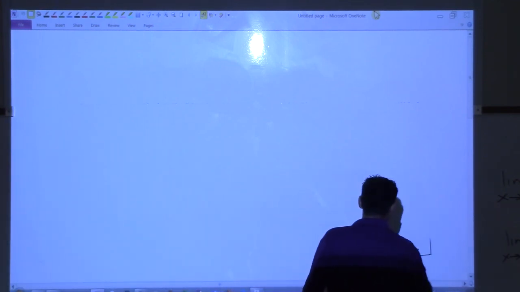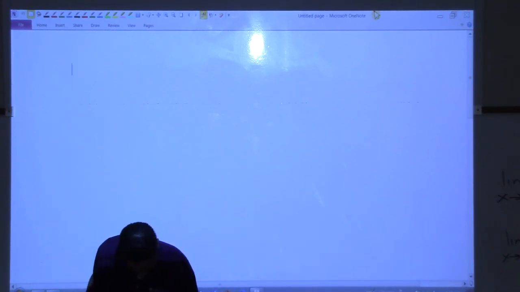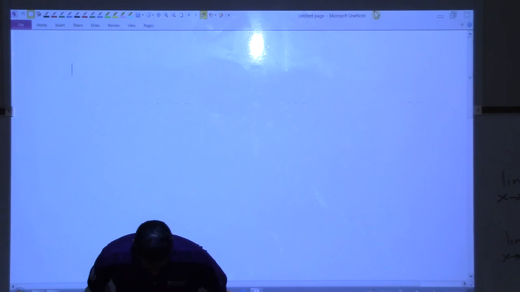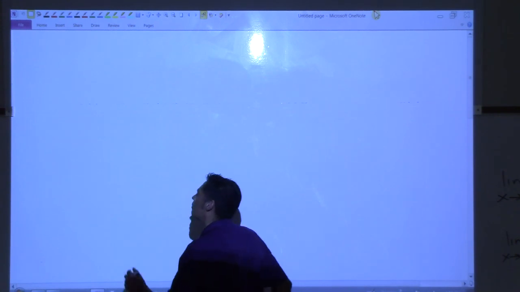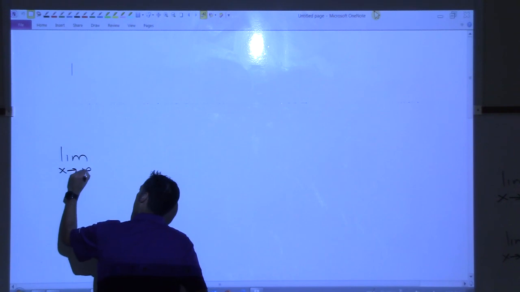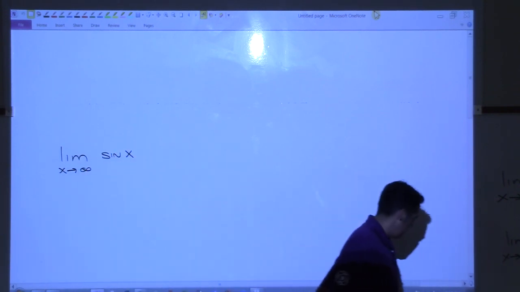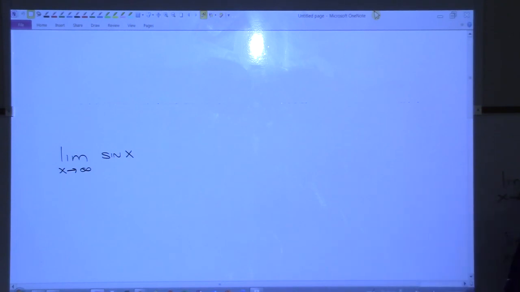All right, so things doing okay here so far? How about limit as x goes to infinity of just sine x? Okay, I'm going to go for this one.